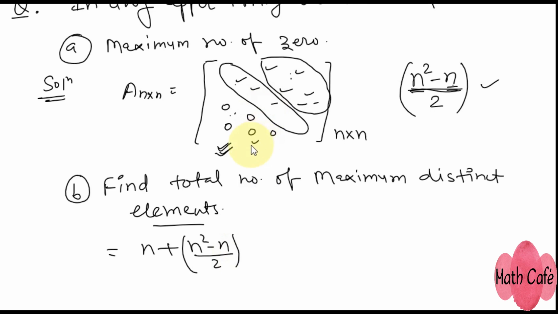What about the lower side of the diagonal? As we know, all the elements lying on the lower side of the diagonal are 0, so the total number of distinct elements there is only 1. So this would be the answer for this question.